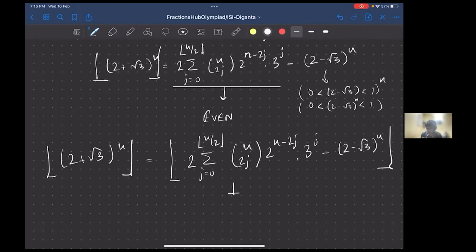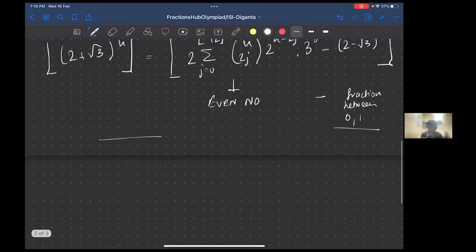So an even number minus some fraction between 0 and 1. So we are done, right? This implies this is odd always. An even number minus something: so we take the floor, we get the odd number just below that.